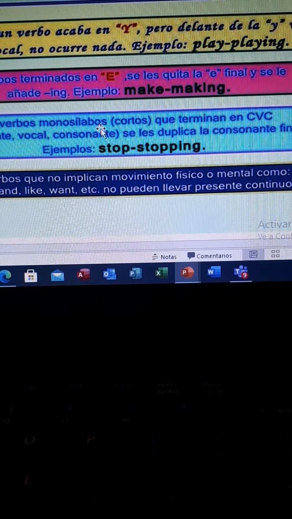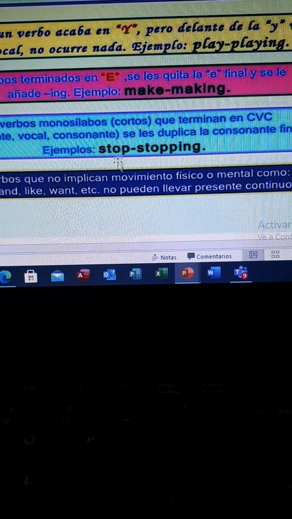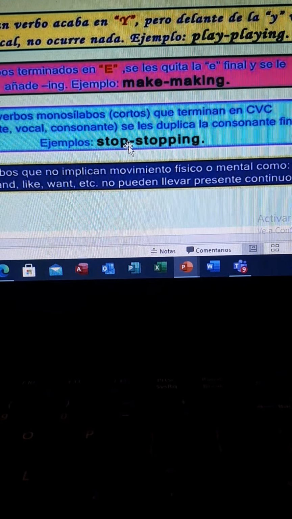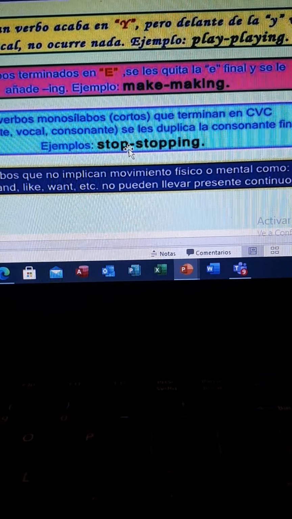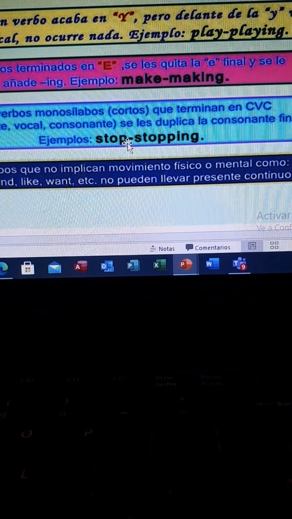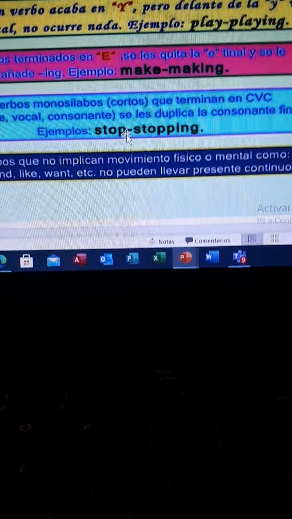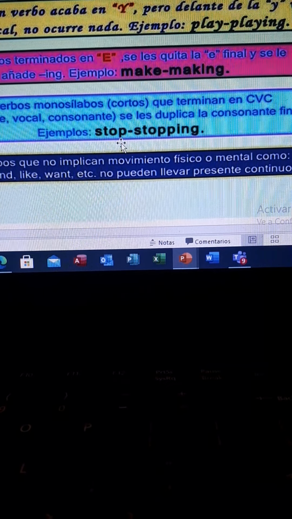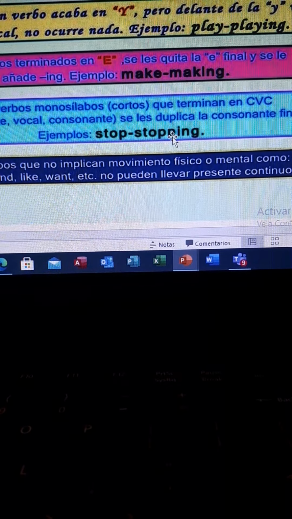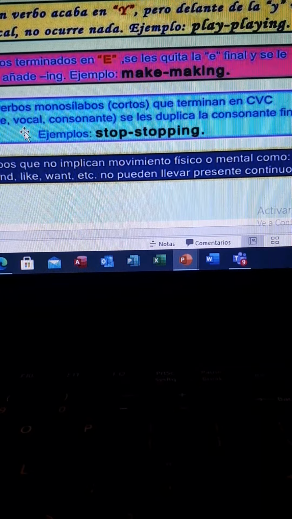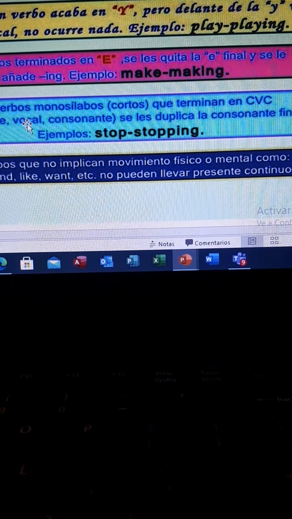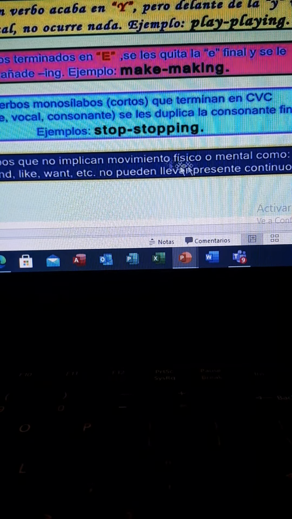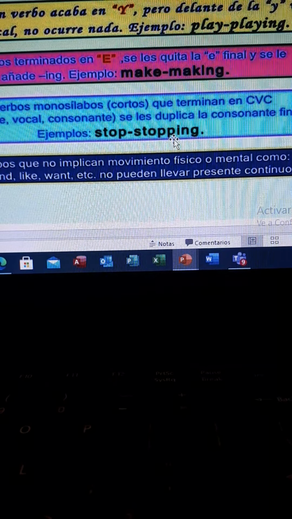In the case of one syllable, and it is a vowel before a consonant, solamente cuando es una vocal antes de la consonante, ¿sí? No dos vocales ni dos consonantes, una vocal antes de la consonante, pero es una sola sílaba. You have to duplicate the last letter. For example, here, we duplicate the letter P and add ing. In the cases of swim, of cut, of stop, etc., we have to do this, okay?